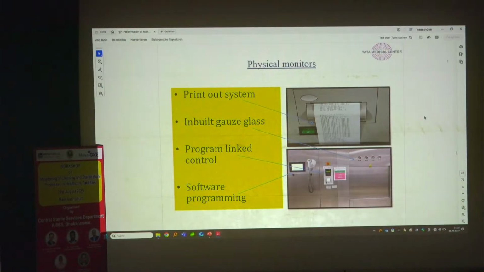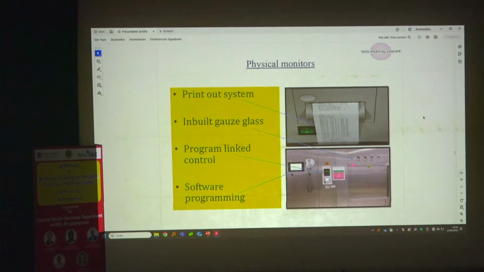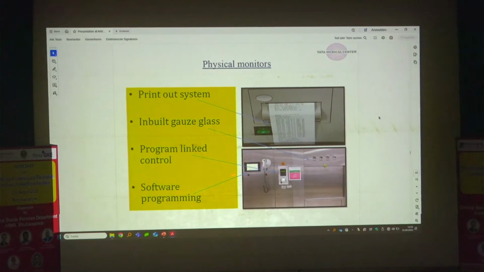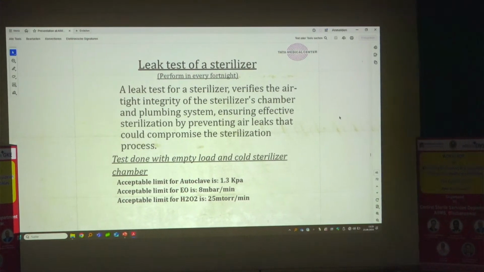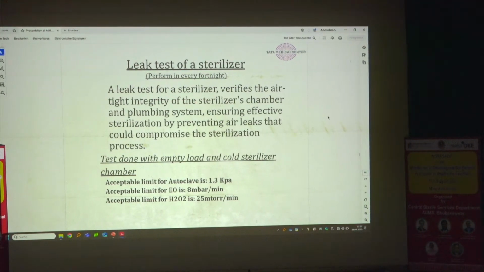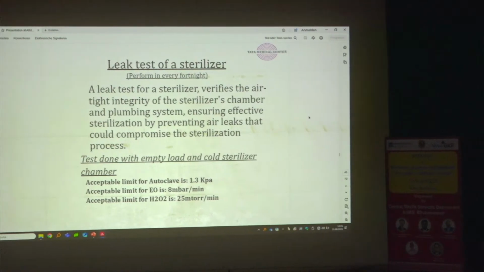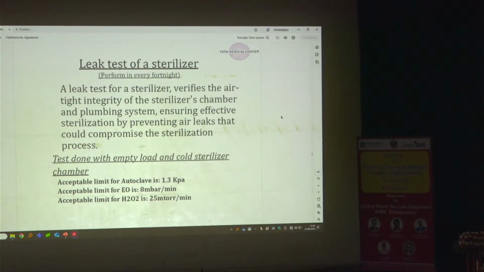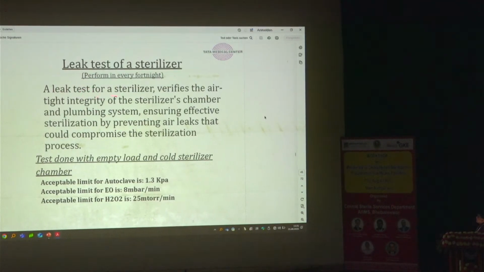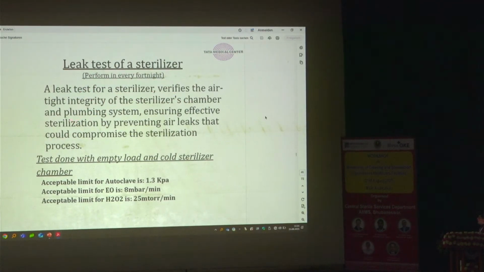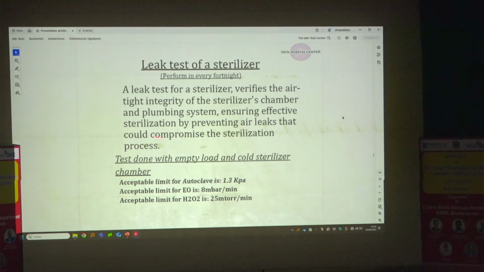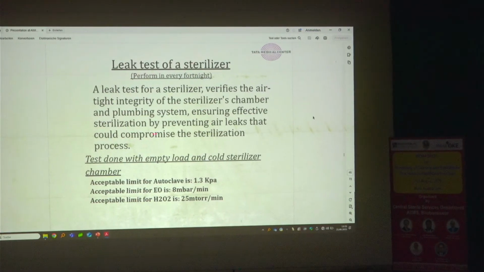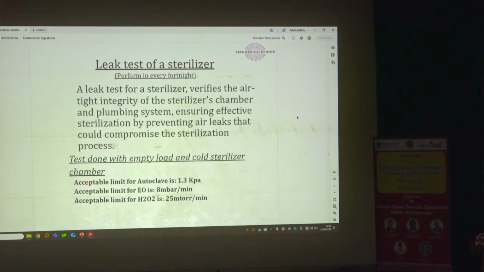In the physical monitoring, in our autoclave, everything is there: printout system, inbuilt phase display, program link control, and software. Leak test should be performed. As per CTC, they told that you have to do it once in a month, but we are doing it in a fortnight. A leak test for a sterilizer verifies the airtight integrity of the sterilizer chamber and the plumbing system, ensuring effective sterilization by preventing air leaks that could compromise the sterilization process.